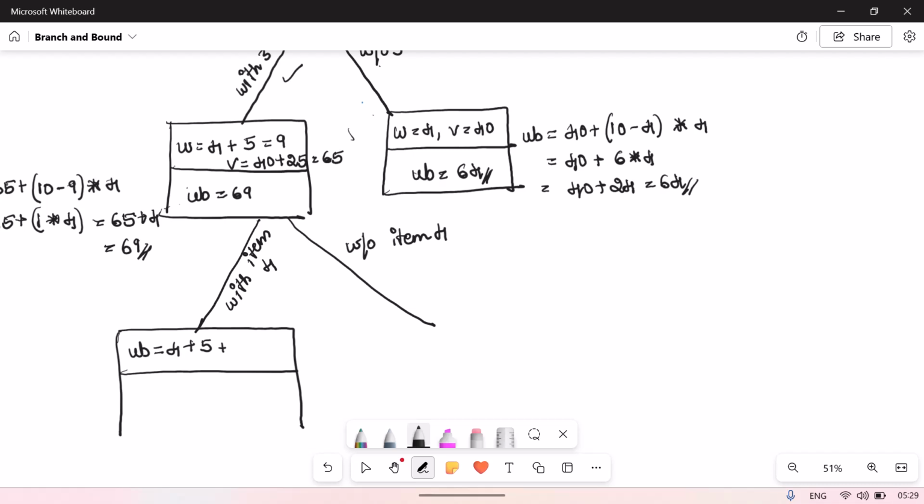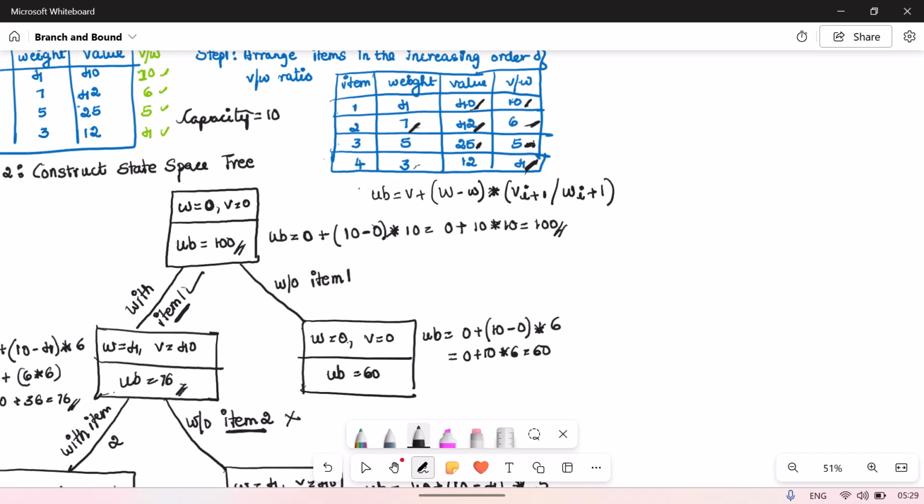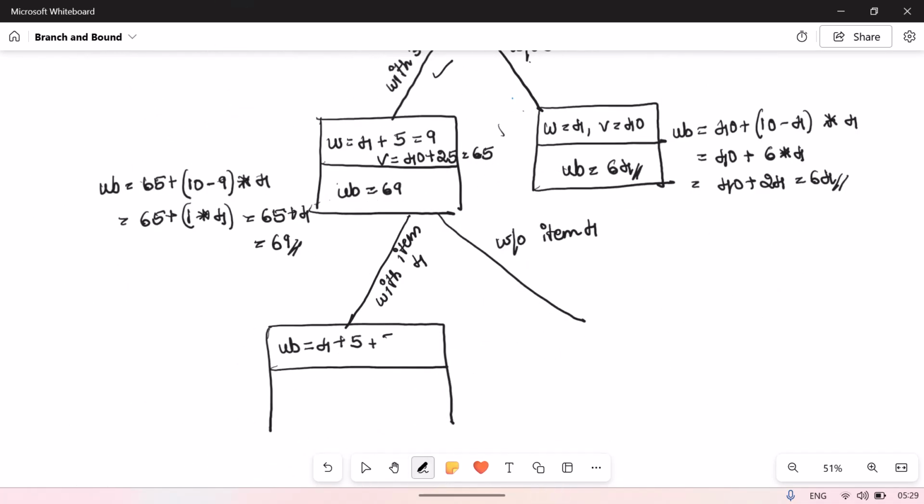Now the current item 4. Item 4 is having the value and weight as 3 and 12. So I will try to put that into the knapsack. So 3. So this becomes 12. Now what are you supposed to do? If you've understood the step, you should be able to tell me. This is not upper bound, sorry. This is not upper bound. This is weight.